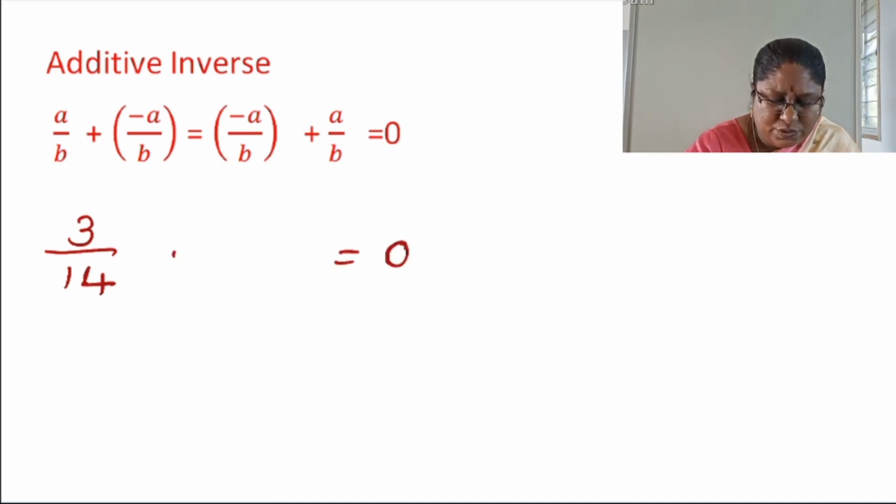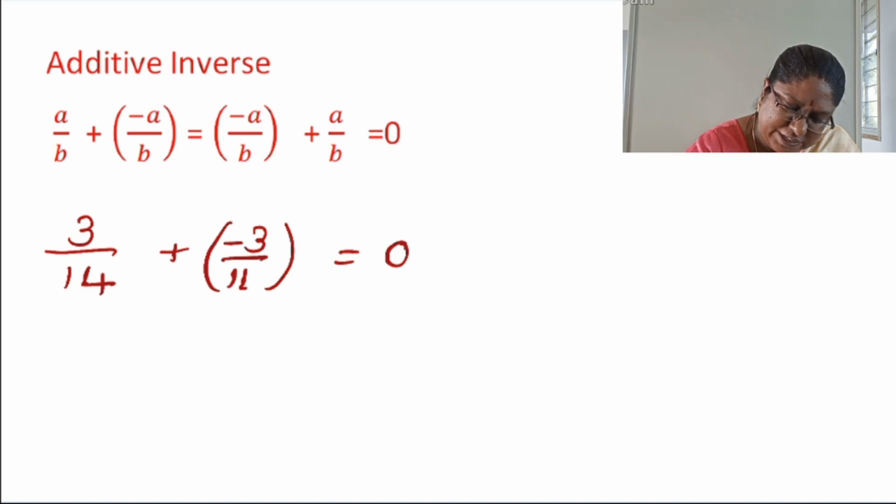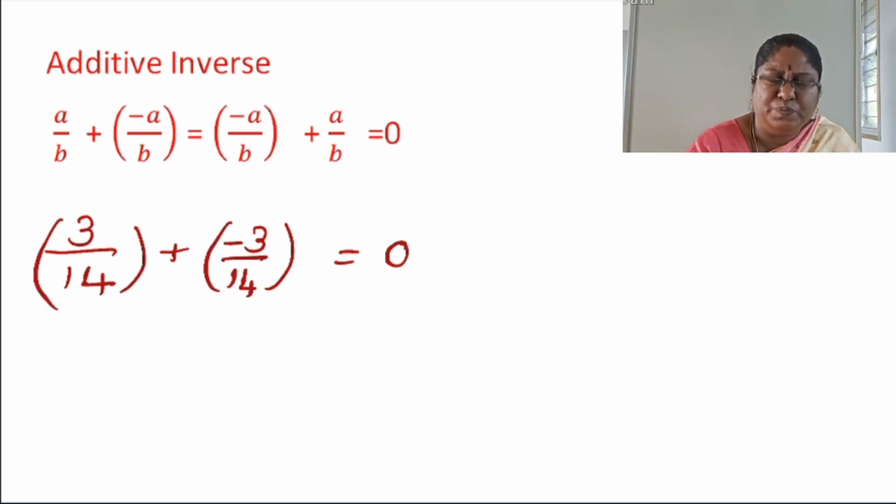When can you get 0? You have to add some number to this. Which number, if you add it, gives 0? The same number but with the opposite sign. That is called the additive inverse. So if you have minus 3 by 14, adding plus 3 by 14 gives 0.